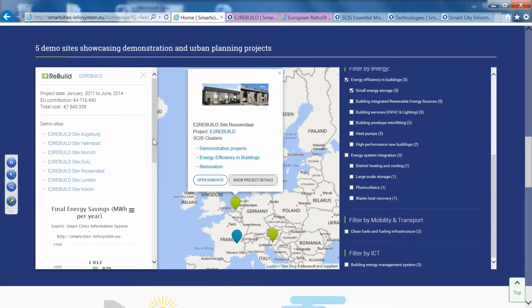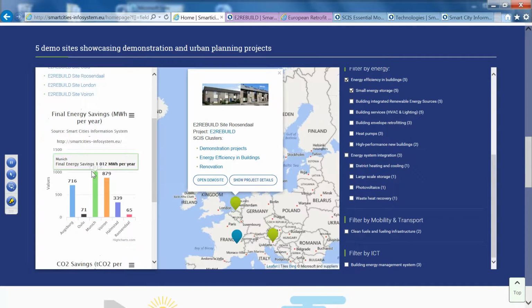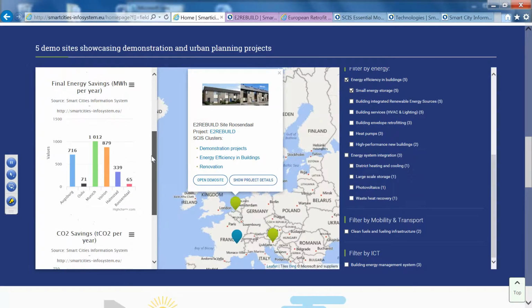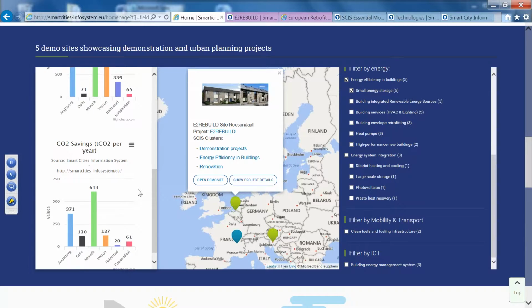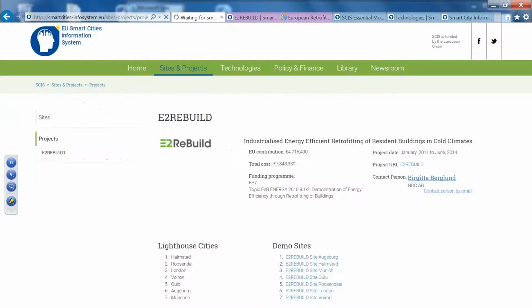There are 7 demo sites, I believe. And the KPIs that they achieve. I want to know more information about E2 Reveal, so I'm going to visit what SKIS has to offer me about E2 Reveal.